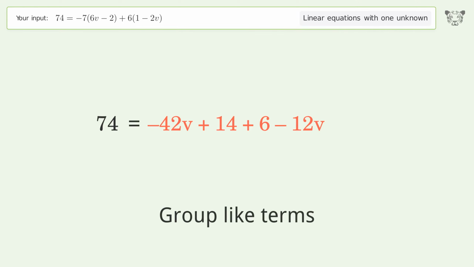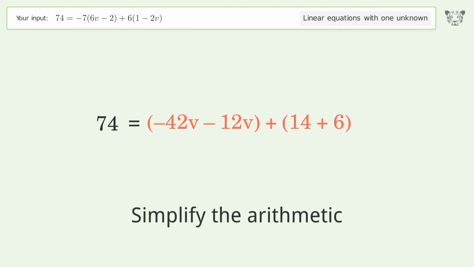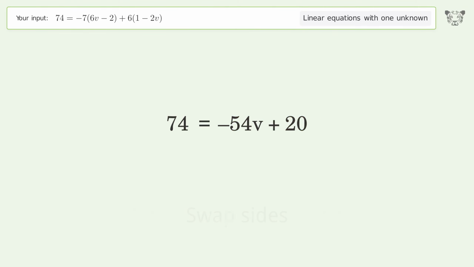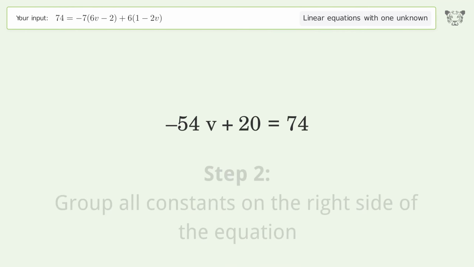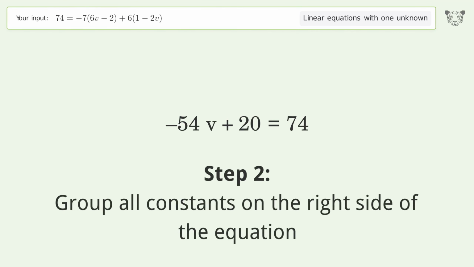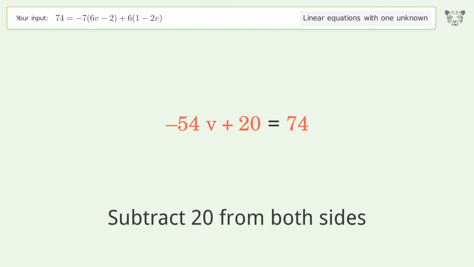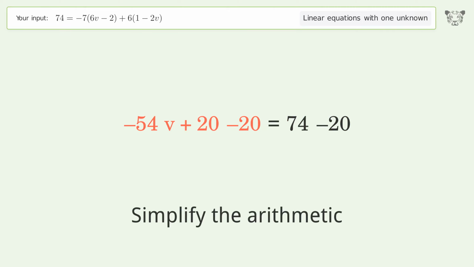Group like terms. Simplify the arithmetic. Swap sides. Group all constants on the right side of the equation. Subtract 20 from both sides. Simplify the arithmetic.